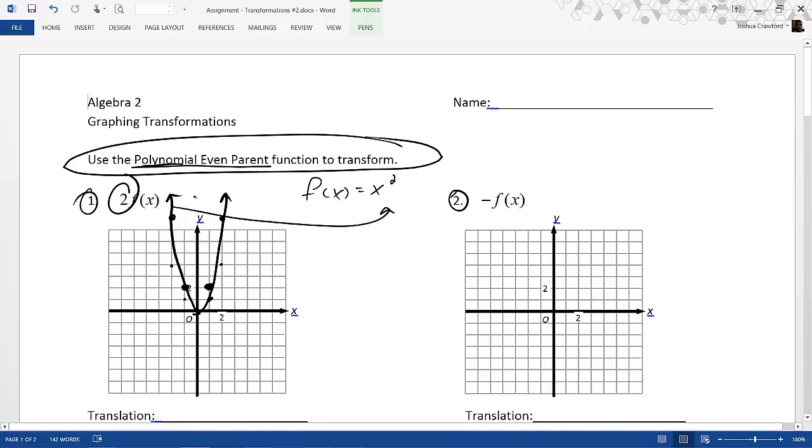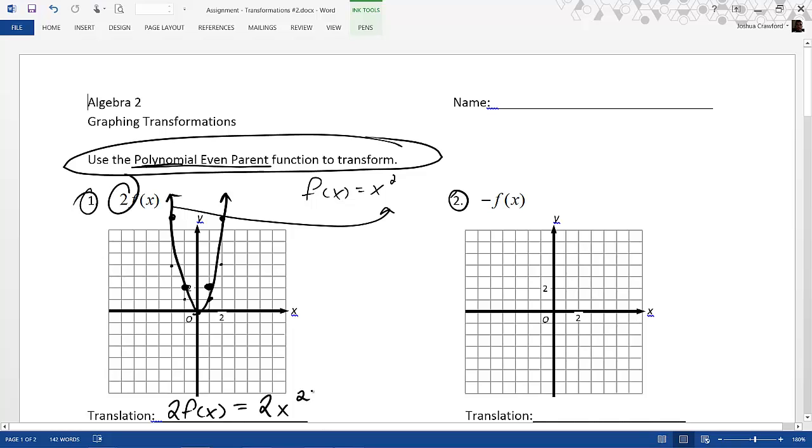Now the translation for your function, we're given 2f of x, and we need to write down what our actual quadratic function will be. Okay. So here we have f of x equals x squared. There's nothing around f of x, and there's nothing around x squared. But here we have a 2 on the left side, outside the function, outside f of x. So then we're going to put a 2 on the left side, outside x squared. So 2f of x equals 2x squared.